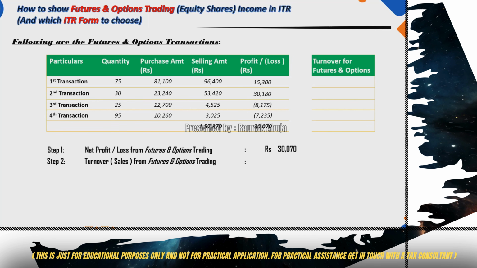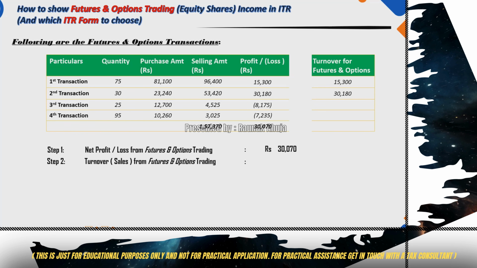In case of the first transaction, the profit that is earned is rupees 15,300. And thus, the turnover for the first transaction would be the absolute value of the profit earned, which means the turnover for the first transaction would be 15,300 only. Likewise, in case of second transaction, the turnover for the second transaction would be 30,180 only.